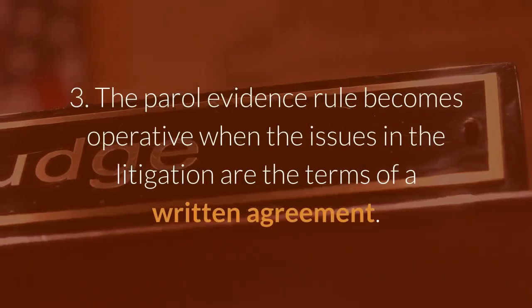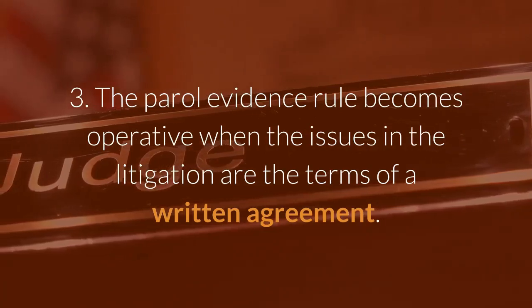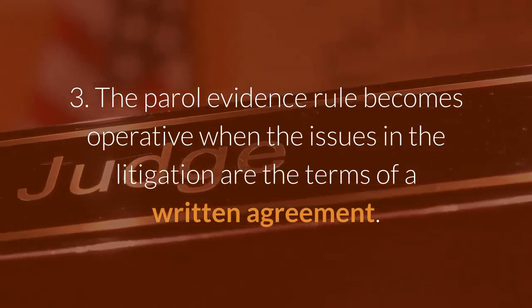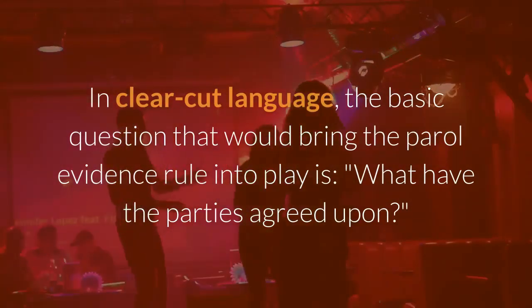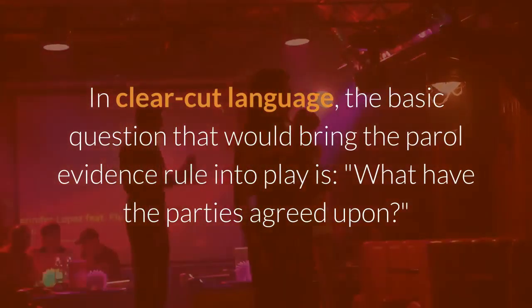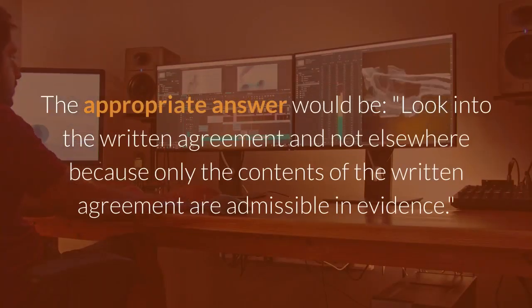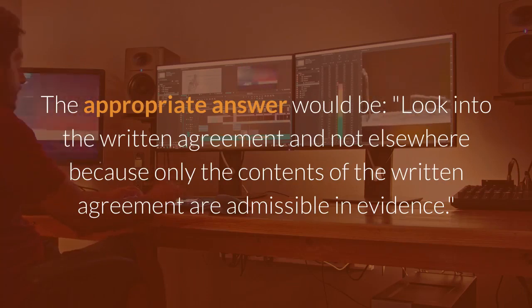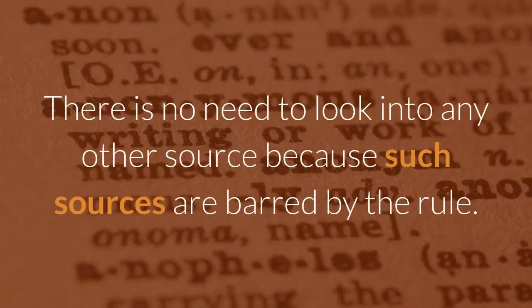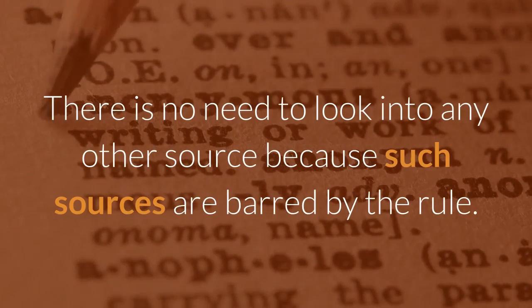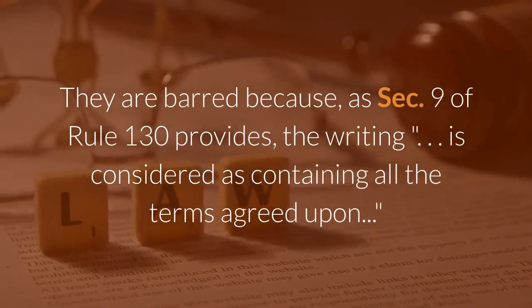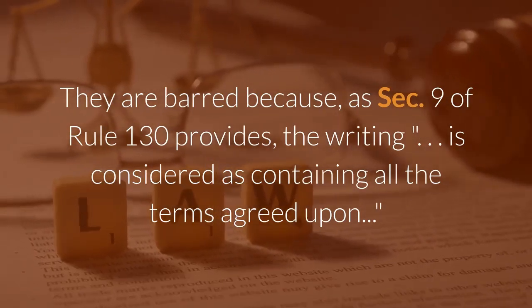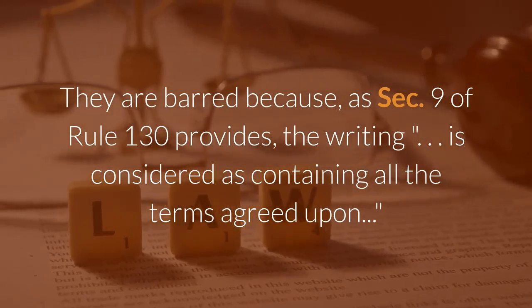3. The Parole Evidence Rule becomes operative when the issues in the litigation are the terms of a written agreement. In clear-cut language, the basic question that would bring the Parole Evidence Rule into play is, what have the parties agreed upon? The appropriate answer would be, look into the written agreement and not elsewhere because only the contents of the written agreement are admissible in evidence. There is no need to look into any other source because such sources are barred by the rule. They are barred because, as Sec. 9 of Rule 130 provides, the writing is considered as containing all the terms agreed upon.